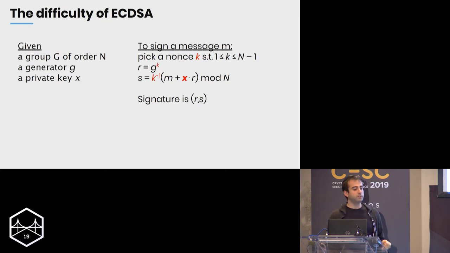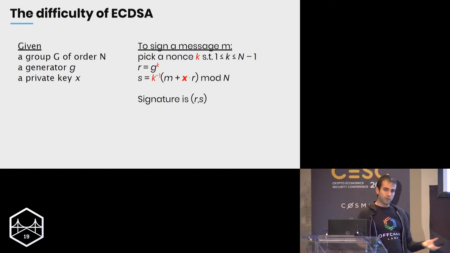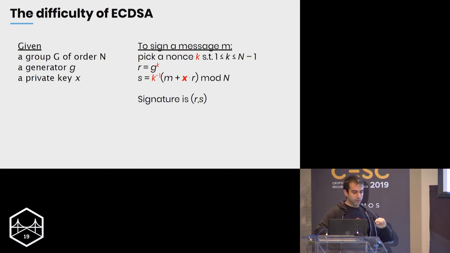And the difficulty of ECDSA comes from the fact that you have these two secrets, this K and the X, but you also need to invert K. But remember, no one knows K, so you need to invert it under multi-party computation such that no one knows it, but you still need to learn shares of its inverse, and you also need to multiply two secret shares together. And it turns out that the combination of these things makes a pretty hard technical problem.